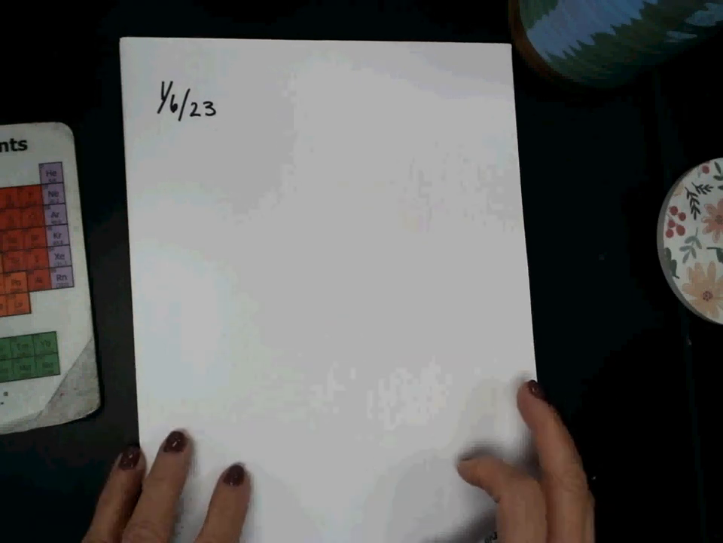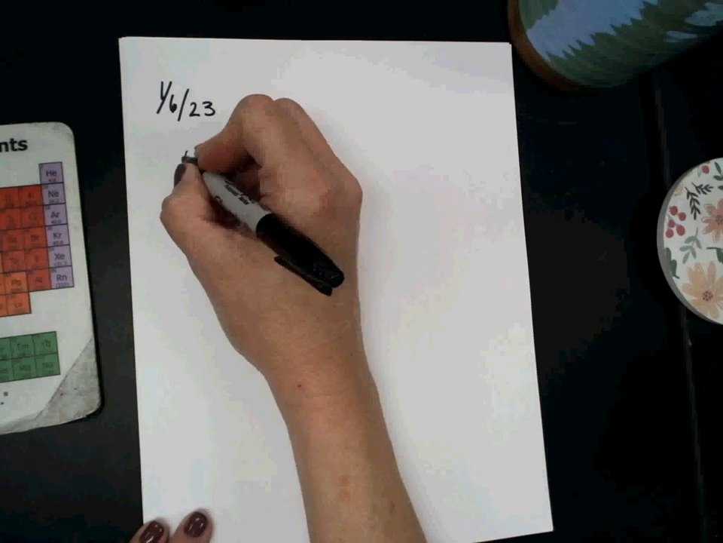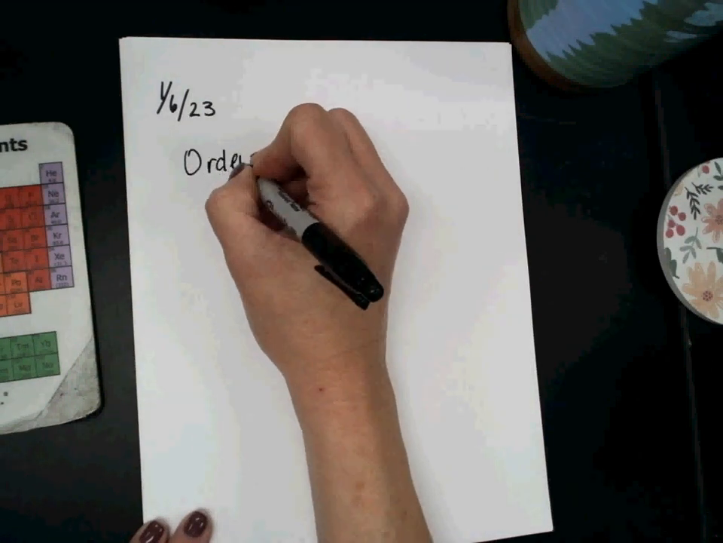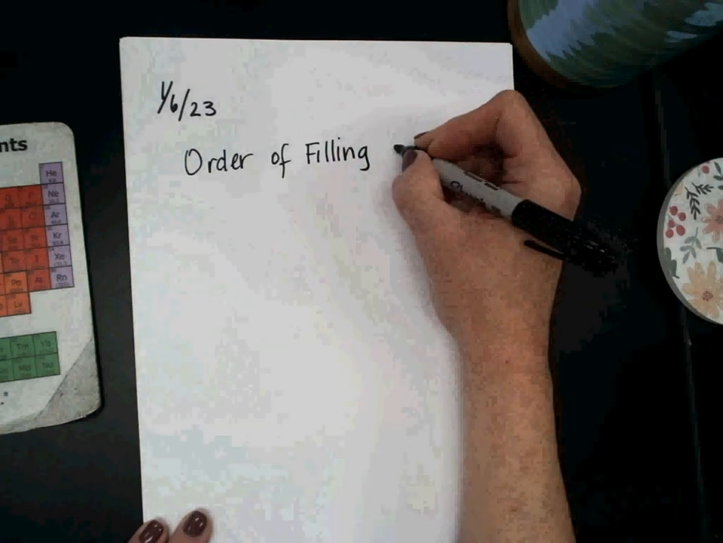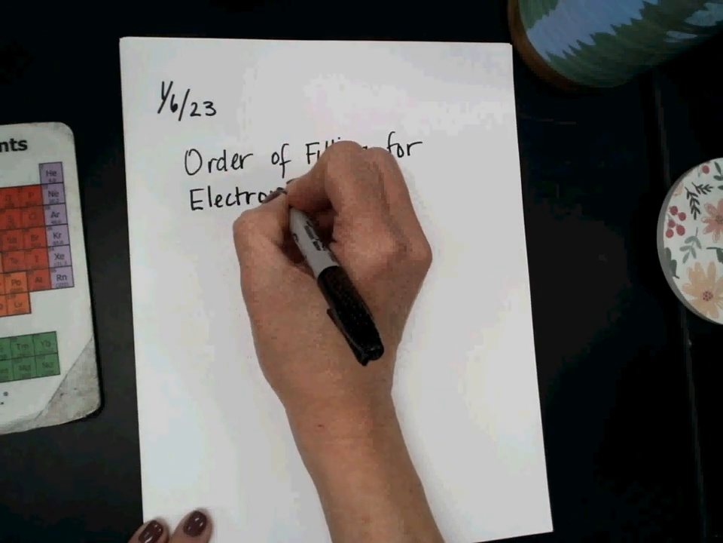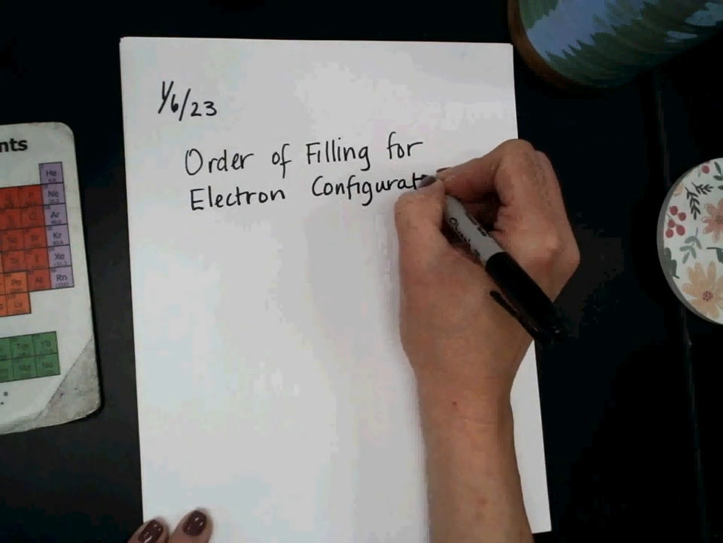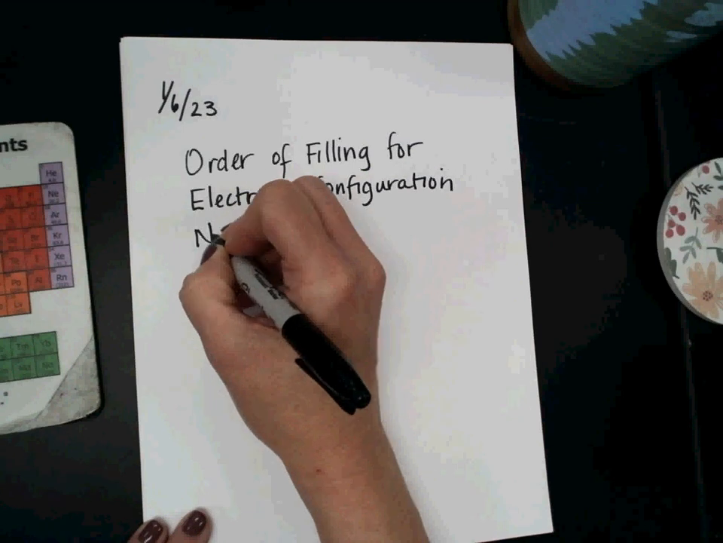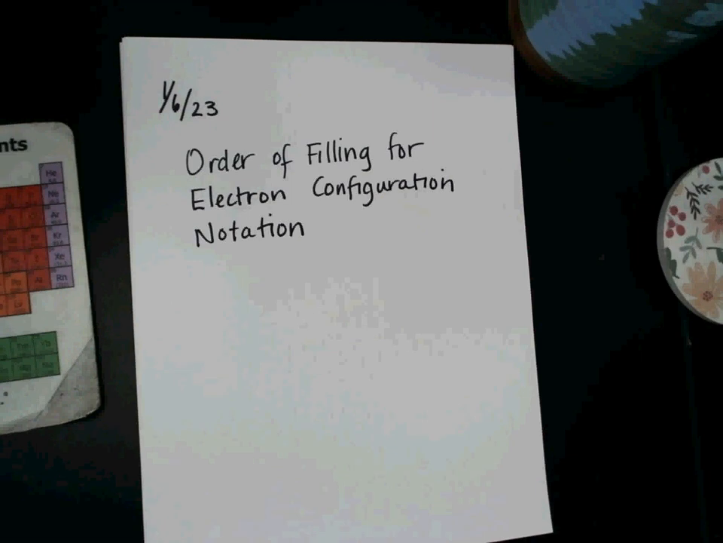Okay, so on your index card, let's put your name on it if you haven't already done that. And then I want you to write across the top: order of filling for electron configuration notation. So put that across the top.